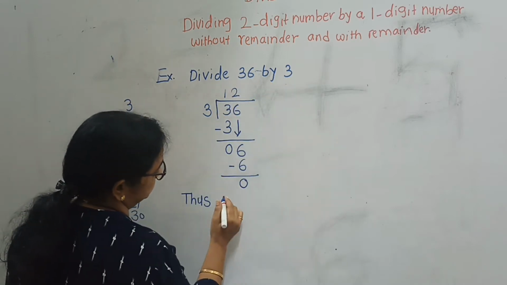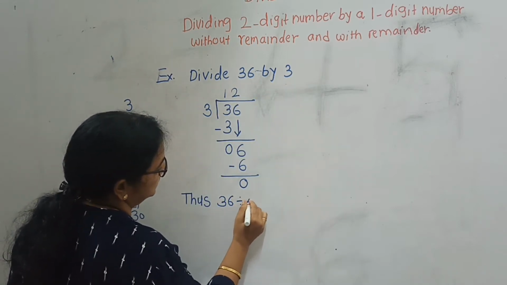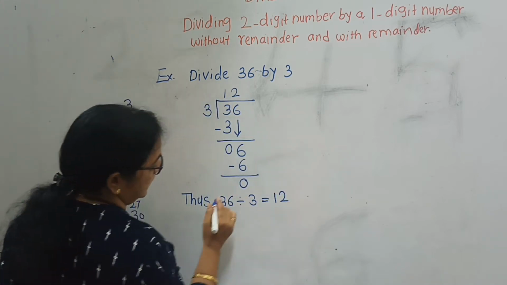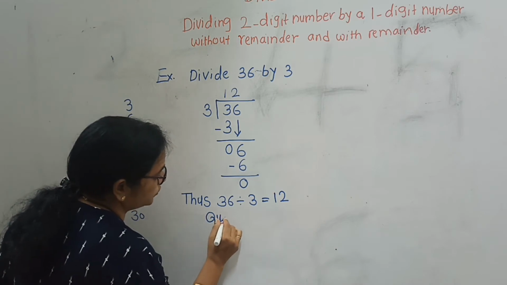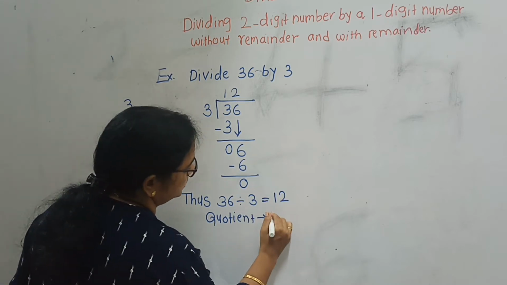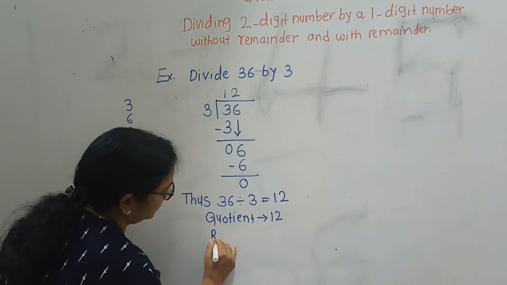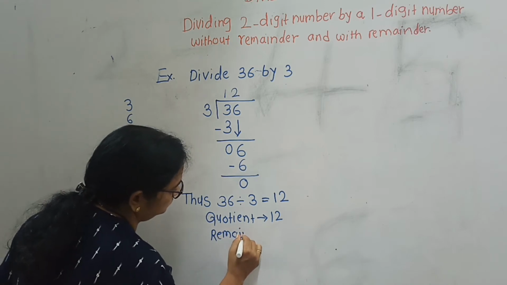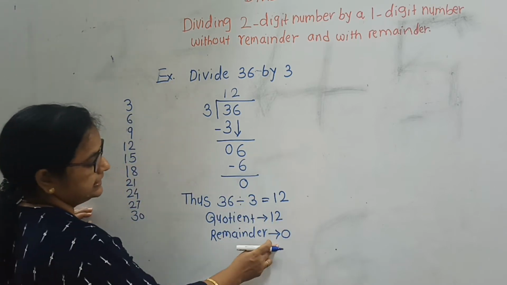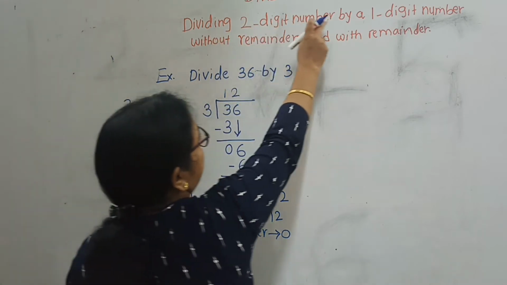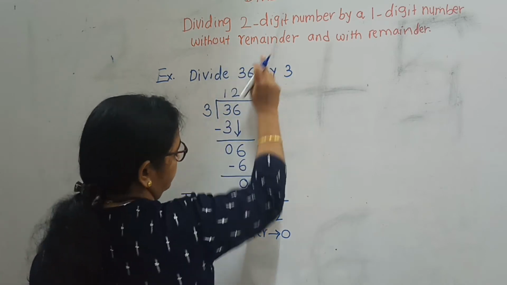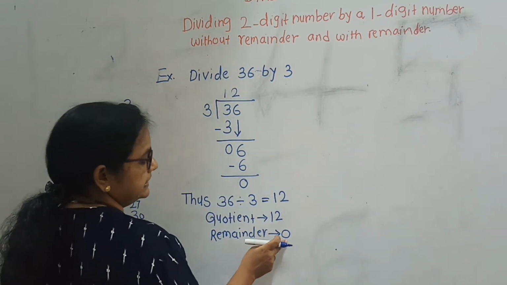Thus 36 divided by 3 is equal to, what is the quotient? 12. You can write this quotient. And the remainder, children, the remainder is 0. And this is division of a 2-digit number by a 1-digit number without remainder, because the remainder is 0 here.